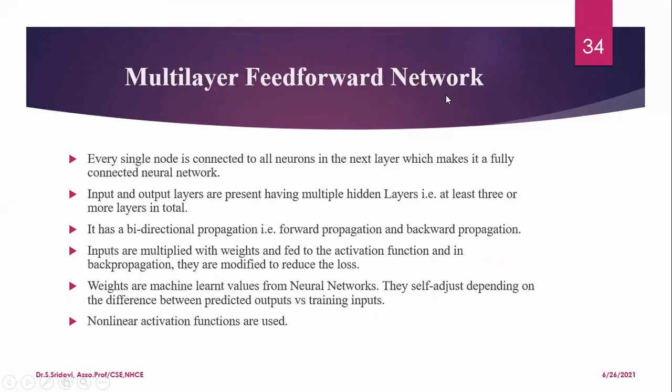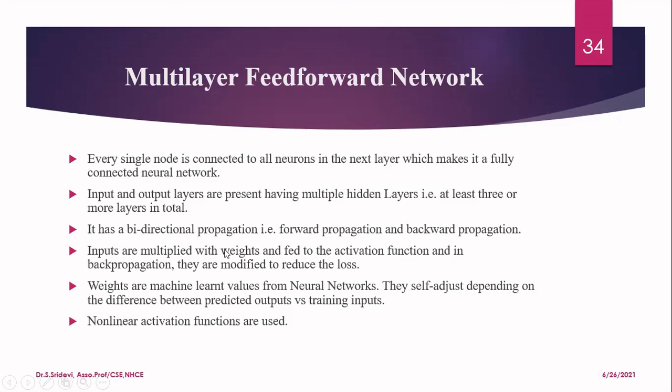Then when we go for multi-layer feed-forward neural network, every single node is connected to all the neurons in the next layer, which makes it a fully connected neural network. In this, we will have input layer, output layer, as well as one or multiple hidden layers. And totally we will have a minimum of 3 layers in this. And it is going to use a bidirectional propagation mechanism, because whenever we go for a neural network, if the weights are not properly adjusted, we will not get the correct output. For that, we need to implement forward propagation as well as backward propagation.